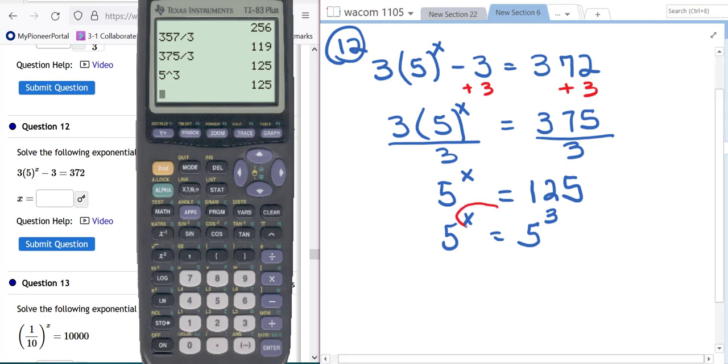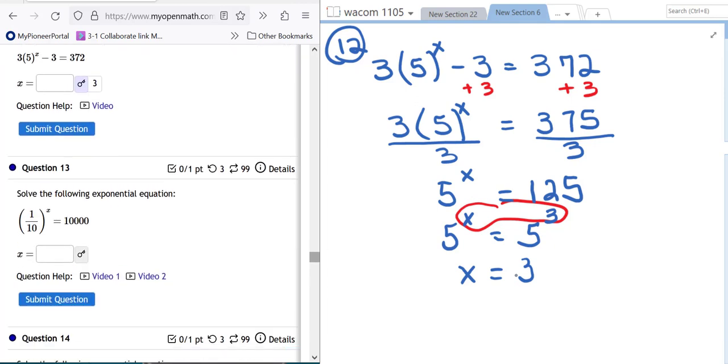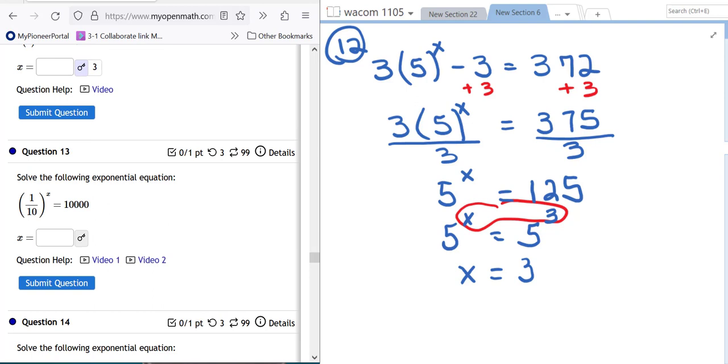And now you just set these exponents equal. So x equals 3, and this one is actually already solved for you. Any questions there? You do have to isolate that exponential piece first on that.